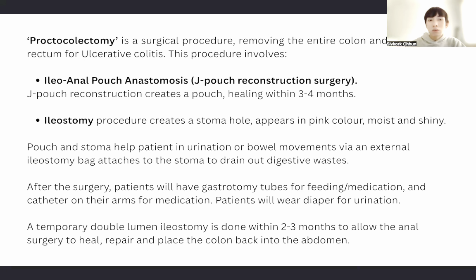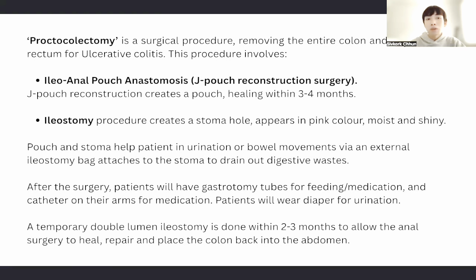And the next one is the surgery. I will talk about proctocolectomy. Proctocolectomy is a surgical procedure removing the entire colon and parts of the rectum. For ulcerative colitis it is recommended to lower the risk of colon cancer within 10 years of remission. The surgery involves two procedures: the ileo-anal pouch anastomosis, known as J-pouch reconstruction, and ileostomy.